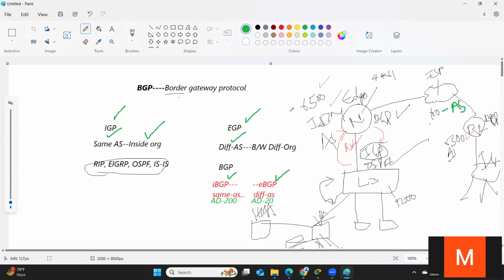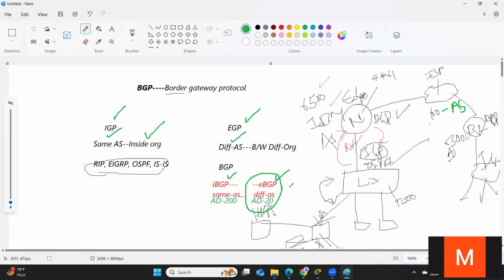Border, it's a border. BGP does not stand for Bharatiya Janata Party. Okay, not BJP, it's BGP. Very good. Fine. And eBGP will be used between different AS. If you want to communicate from a different branch over the internet, at that time we will use eBGP.